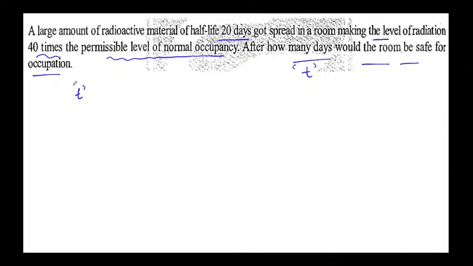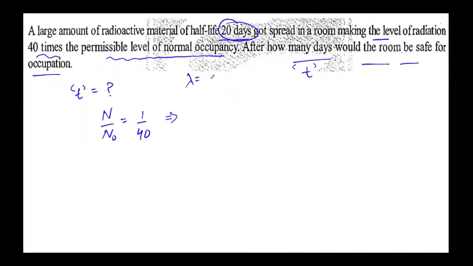So the time in which the room would be safe for occupation, or you can say the activity would drop down to 1 over 40 times its initial value. So N over N naught is equal to 1 over 40. This is given, and the half-life given to us is 20 days.